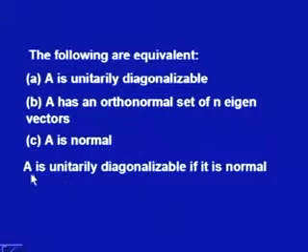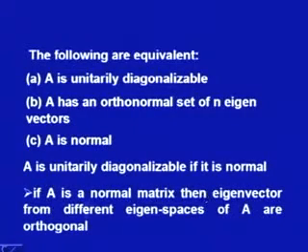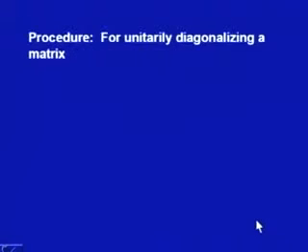That means A is unitarily diagonalizable if it is normal. And if A is a normal matrix, then eigenvectors from different eigenspaces of A are orthogonal. Not only orthogonal, but they are orthonormal. This particular result forms a basis for a procedure for unitarily diagonalizing a given matrix. So, let us discuss a procedure for unitarily diagonalizing a matrix.